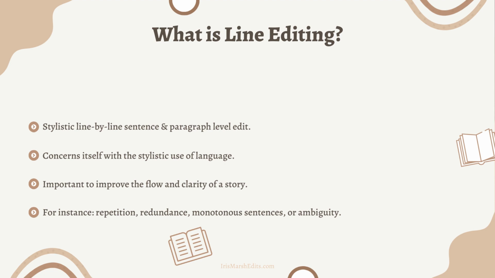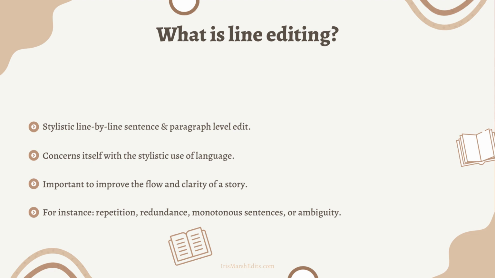Then next, what is line editing? So line editing is a stylistic line-by-line, sentence and paragraph level edit. So what that means is that the editor really goes into the paragraph level when they look for things to improve, but also on the sentence level. It concerns itself with the stylistic use of language. It's important to improve the flow and the clarity of the story, so that's why you do line edits.